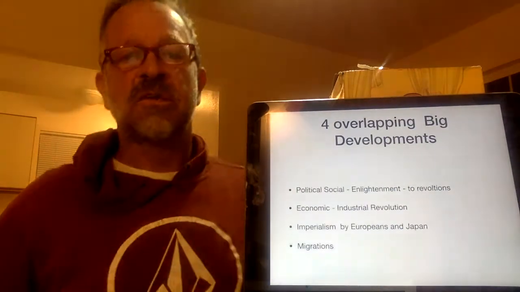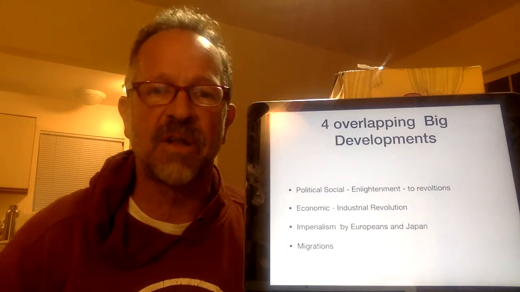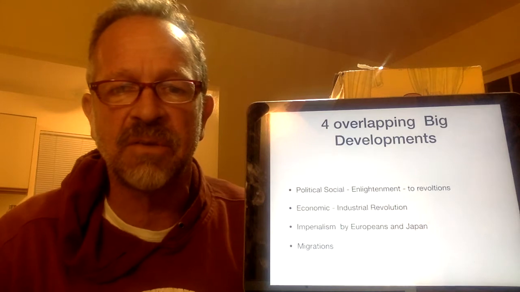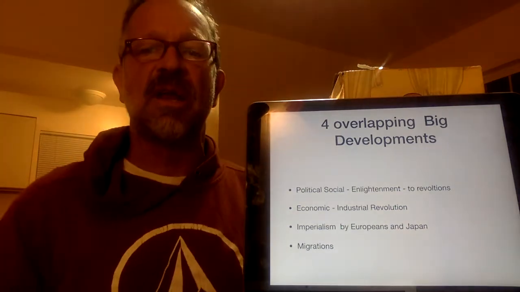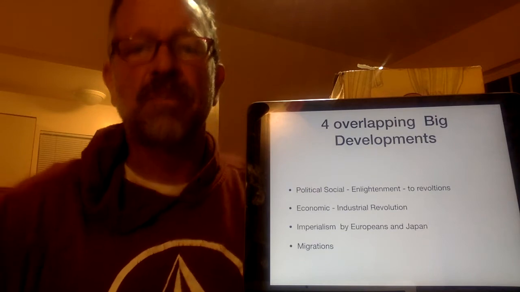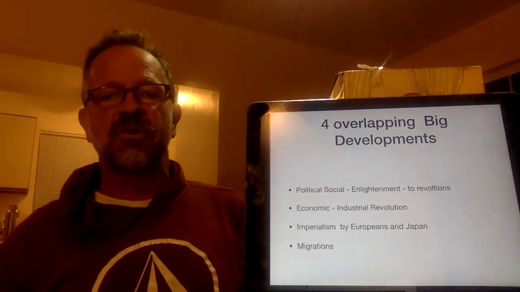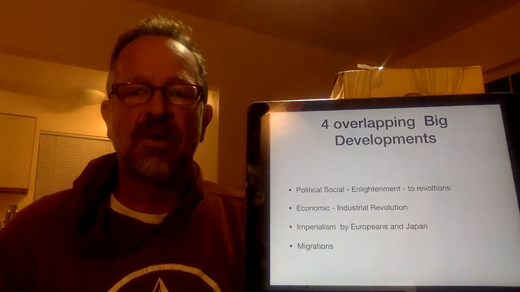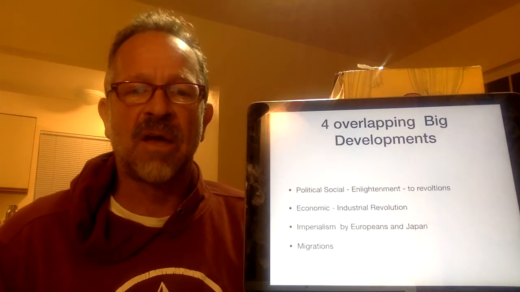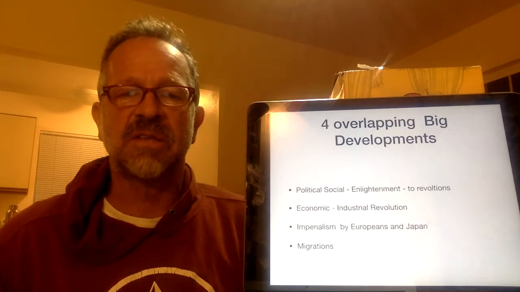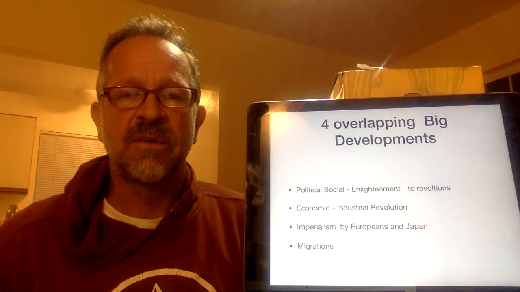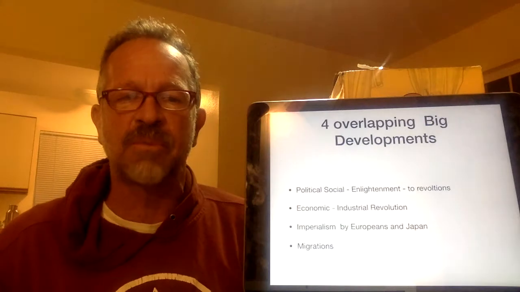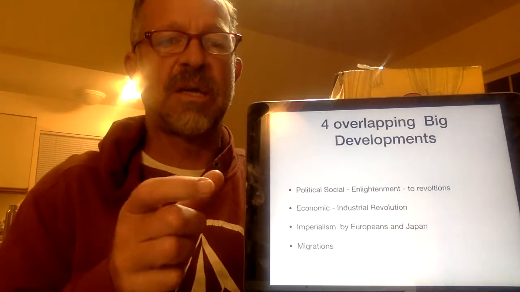All right, so there's four huge overlapping big developments in this period. The political and social changes of the Enlightenment leading to the revolutions, the abolition of slavery, and the rise of feminism. The biggest one of all, though, is the Industrial Revolution. And then this will lead to increased imperialism and changes in migrations, things like that. So we'll try to cover all these. The first one we're going to do is political and social. Obviously, these all overlap, so don't forget that, but we're trying to break it down and get it done quick.